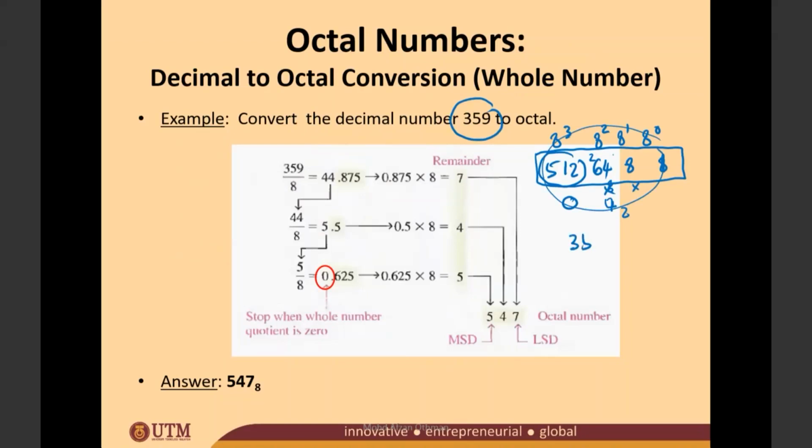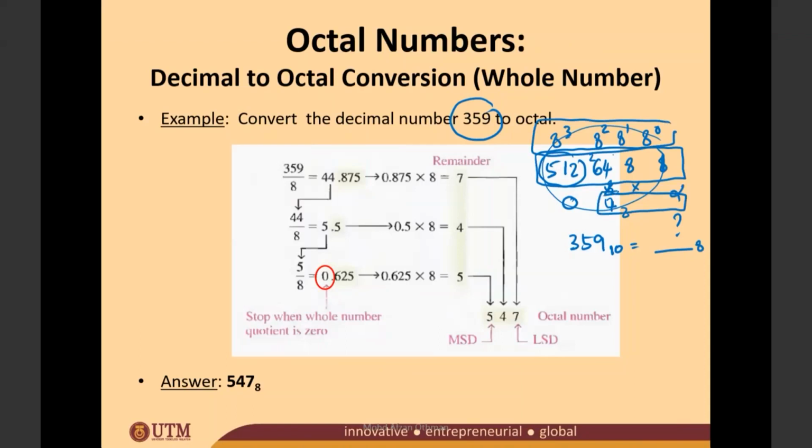So, 359 decimal nak tukar kepada base 8. Tak ada calculator nak tolong. So, apa yang kamu buat? Boleh buat. Nak tukar directly guna weightage? Boleh. Tapi kamu kena nak dapatkan dia punya pemberat yang nak kali dengan pemberat ni yang kamu tak tahu macam mana nak dapatkan. So, yang ni pun masalah juga.